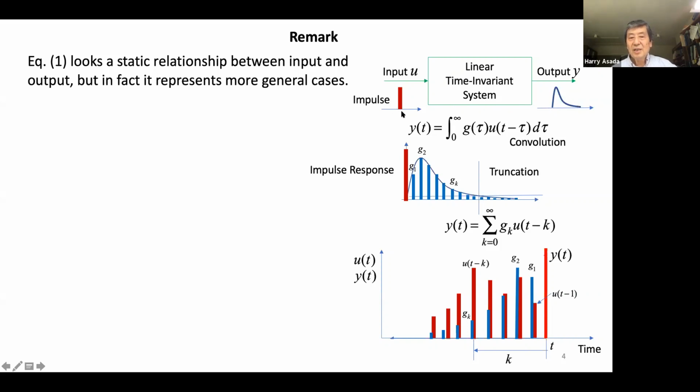And the great thing with this impulse response is that even though input u is some complex time function, we can predict the y by taking this kind of integral called convolution, u(t minus tau) multiplied by g(tau). And in case we have discrete time systems, we sample this, and the g(tau) we sample it, g1, g2, something like this. And this integration is reduced to summation like this, right?